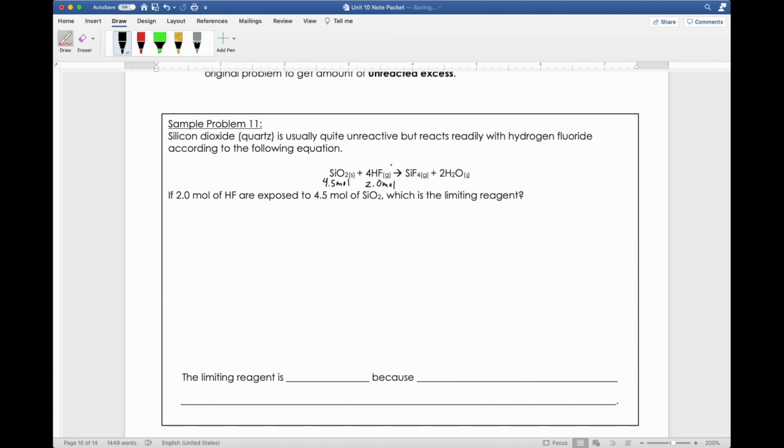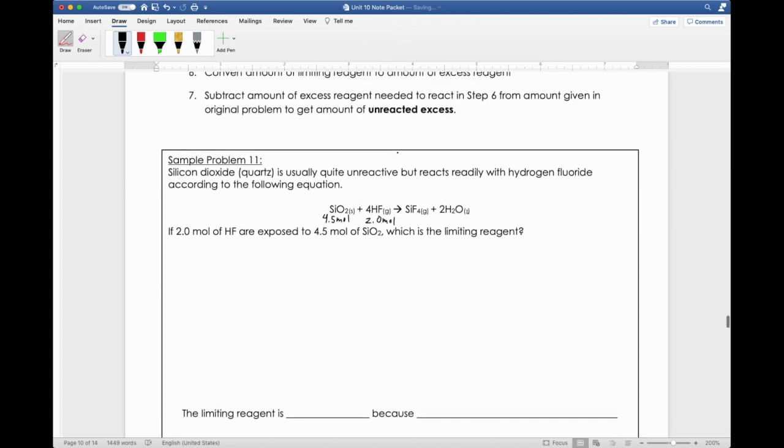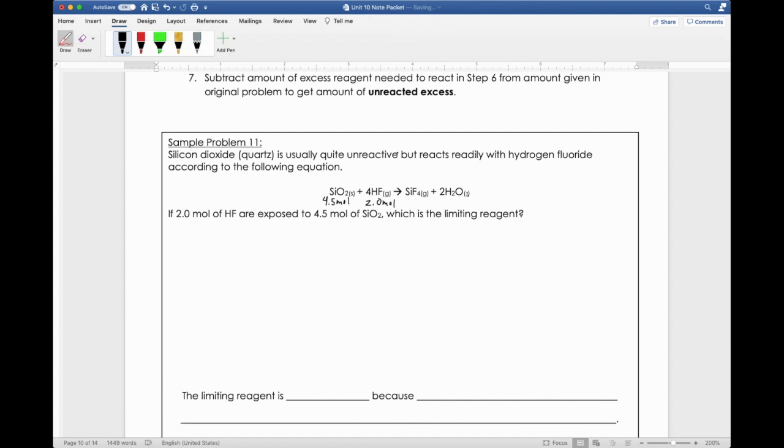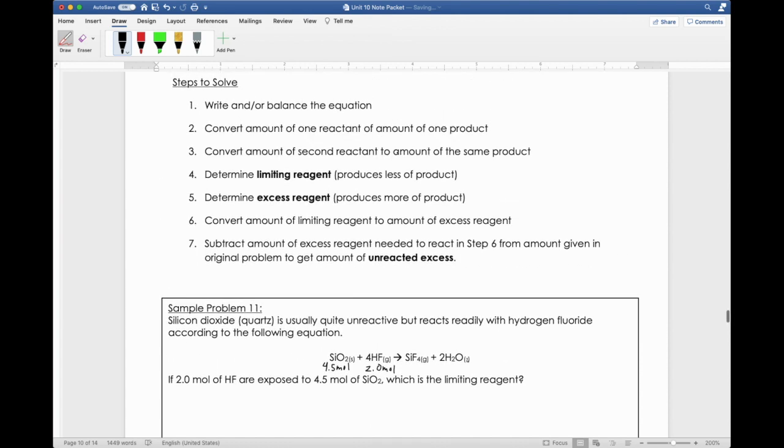And in order to do that, we have to find out how much product each one of these can form. So if I go back to these steps here, it says convert the amount of one reactant to the amount of one product. So we're going to pick one. Ultimately, it doesn't matter. Let's just pick silicon tetrafluoride here. Let's go ahead and convert the moles of silicon dioxide to moles of silicon tetrafluoride.